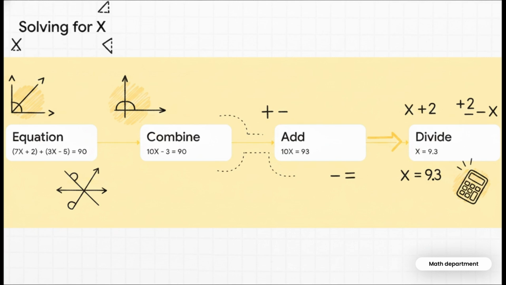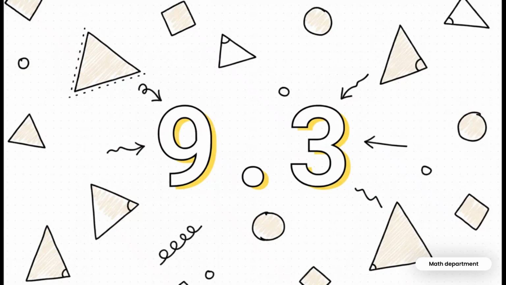We add 3 to both sides, getting 10x = 93, divide by 10, and we get x = 9.3. Now, I want to pause here and emphasize something important. Please do not panic if you get a decimal. Decimals are totally normal in geometry and algebra. Your math is solid, I promise.